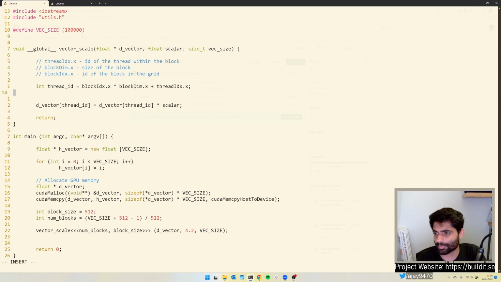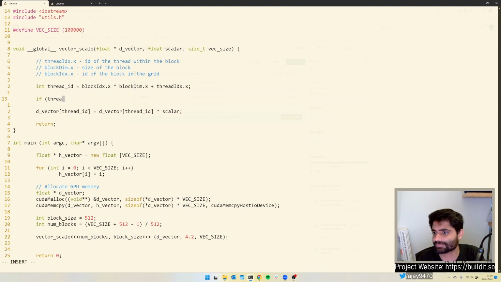To get around that, we do a simple check. We say if thread ID is greater than or equal to vec_size, return. Those threads will not do anything; they just return without doing computation. And this actually completes it.